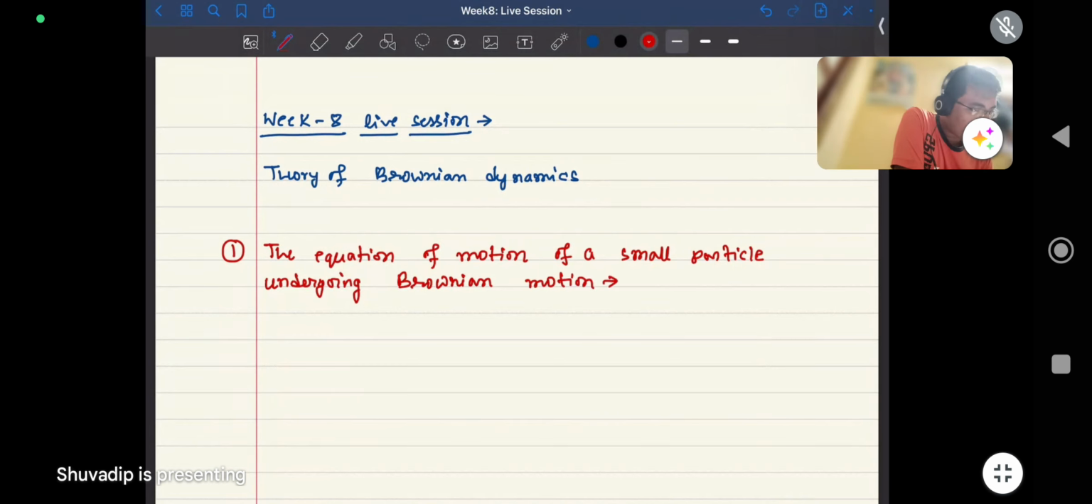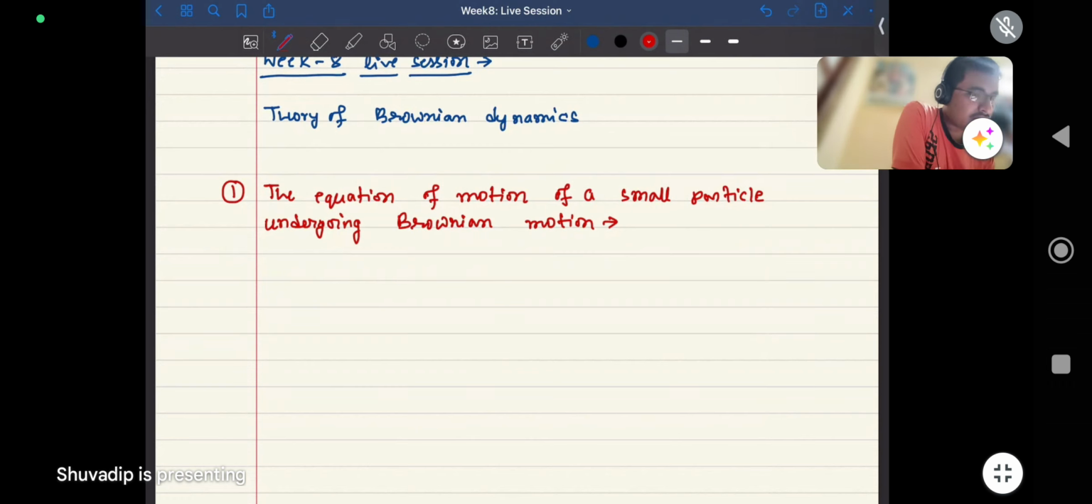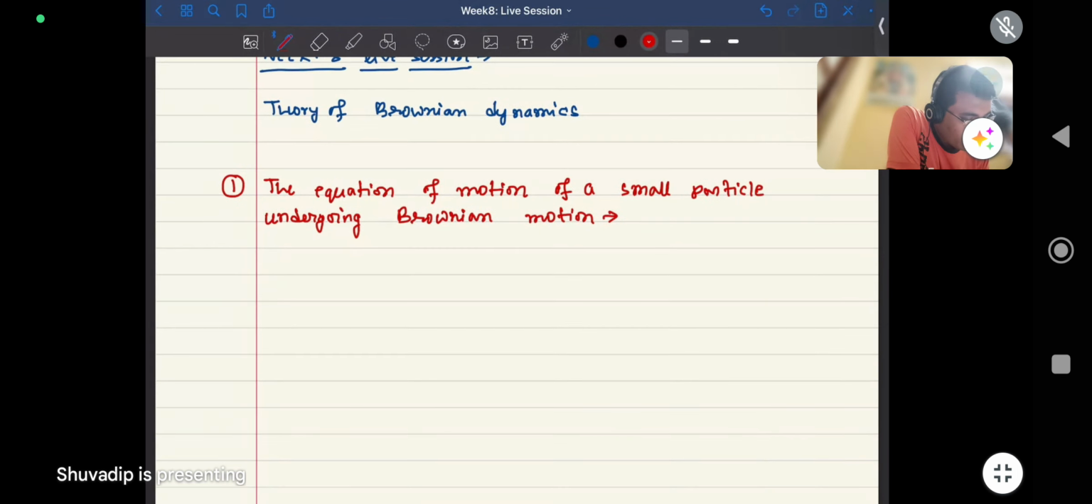So to write down the equation of motion, we have to balance the force. We have to write down the force balance and get the equation of motion. For that, first we have to find out what forces are acting on the particle. From Newton's second law, force is m dv/dt. Now this is force because we are considering a particle of constant mass.